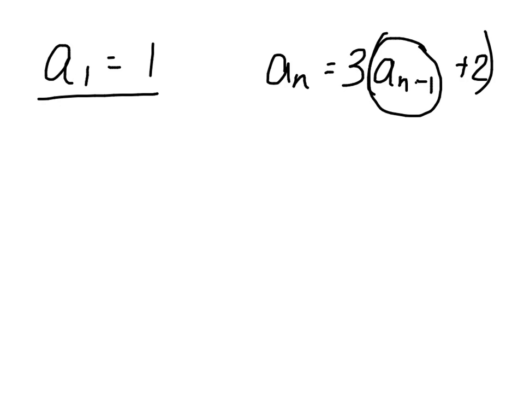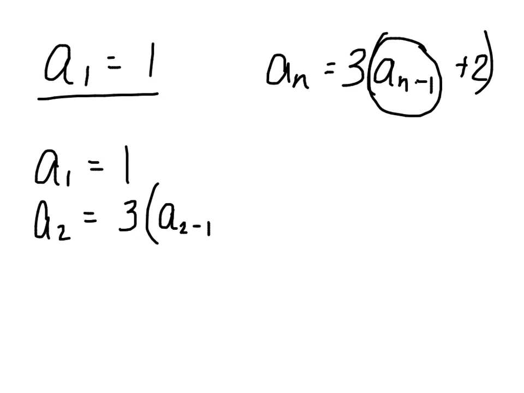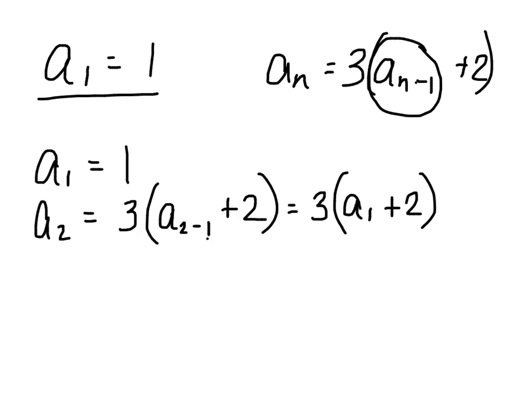So when they ask you for the first 5 terms, first of all, they give you the first one. So the second one, and I'll show you how this works. If you're going to put 2 in for n, that's 3 times a sub 2 minus 1 plus 2. Well, 2 minus 1 is 1. So what they're telling you is, hey, what's a1? Well, a1 was given to you as 1. So now all I'm doing is, and I hope you notice this, this spot right here is going to be the previous answer.